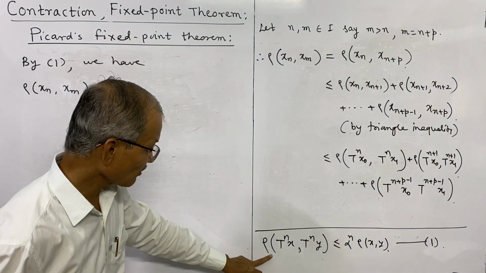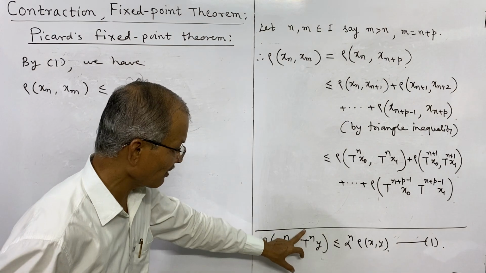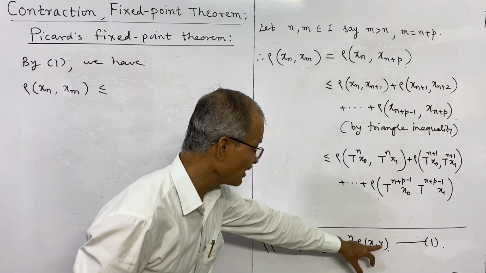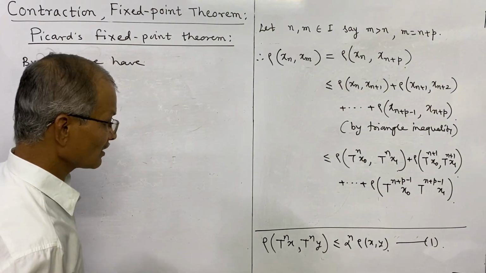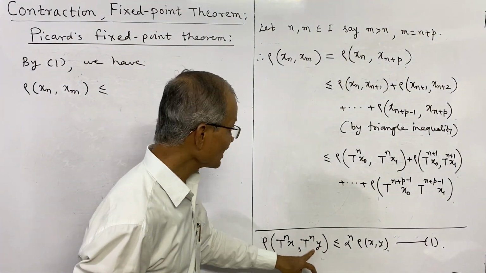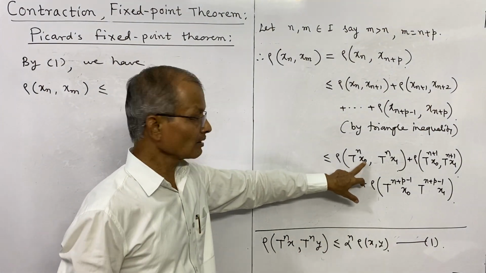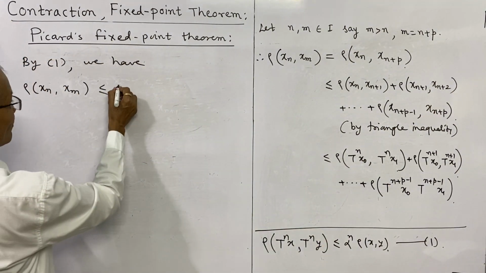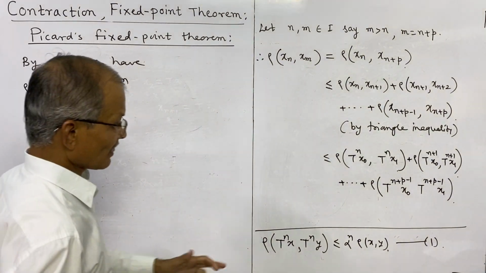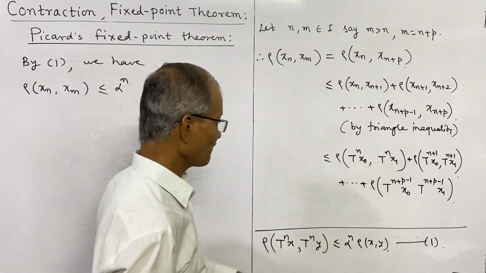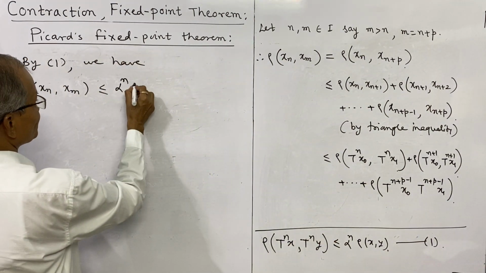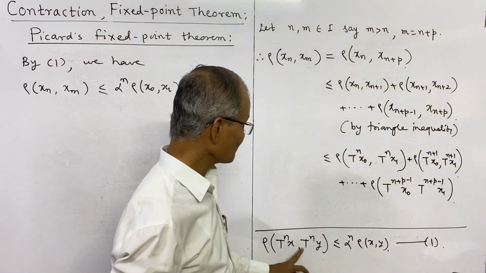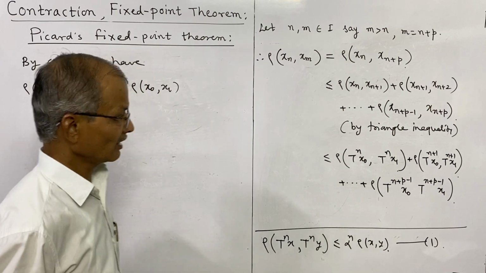So what is the rho of T^n of x and T^n of y? That is less than or equal to alpha to the power n rho of x and y. So using this, instead of x and y, here the points are x0 and x1. So that will be less than or equal to alpha power n rho of x0 and x1. In place of x, y, here it is x0, x1.